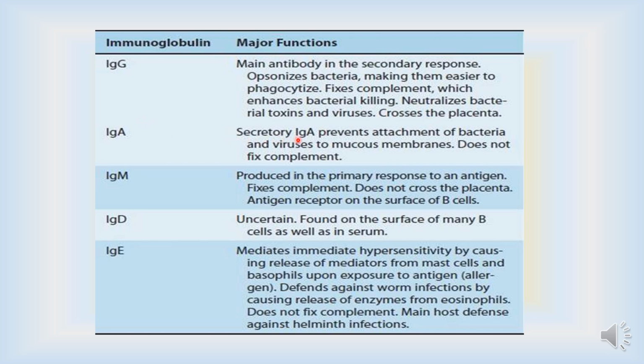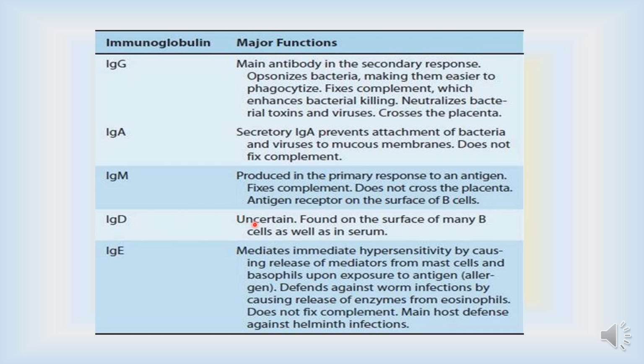Immunoglobulin A is the secretory immunoglobulin A. It prevents attachment of bacteria and virus to mucous membranes, and it does not fix complement. Immunoglobulin A is present in various secretions which include milk, mucus, etc. Immunoglobulin M is produced in primary response to an antigen. It fixes the complement. It does not cross the placental barrier as it is pentameric and it is very heavy. Antigen receptor on the surface of these cells.